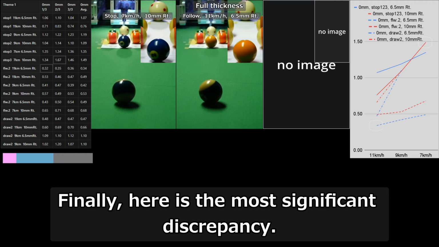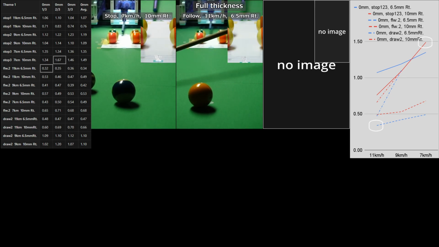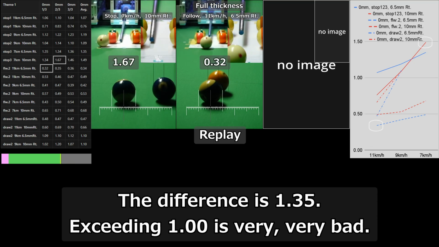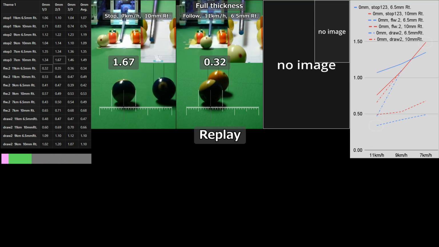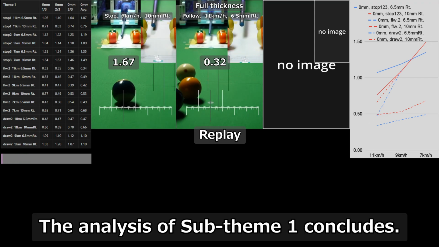Finally, here is the most significant discrepancy. The difference is 1.35. Exceeding 1.00 is very, very bad. The analysis of Subtheme 1 concludes.